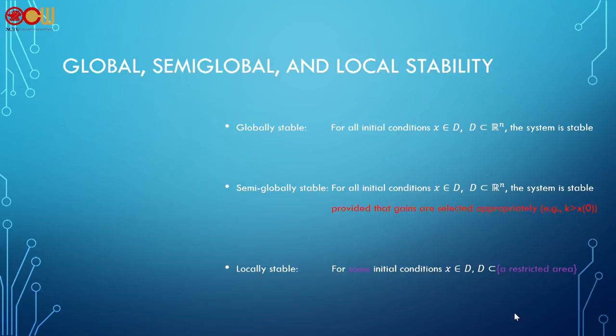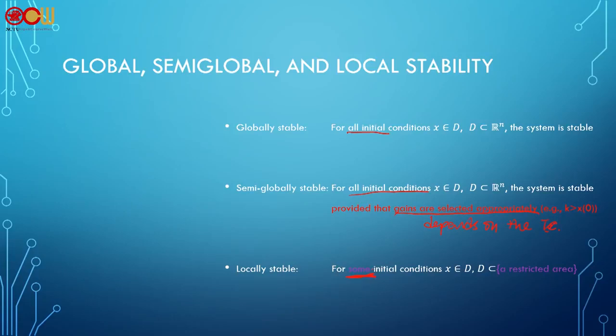So next, semi-global and local stability. Global stability means for all initial conditions. It's all about initial conditions. For semi-global, it's all initial conditions, provided that the gains are selected appropriately. Appropriately means it depends on the initial condition, okay? And local stability means for some initial conditions.